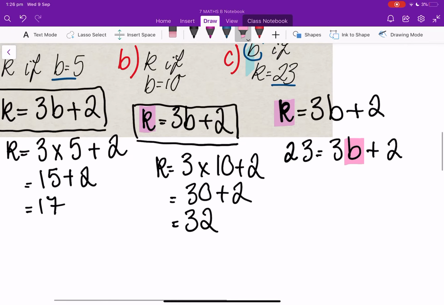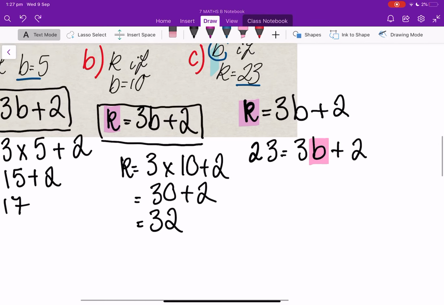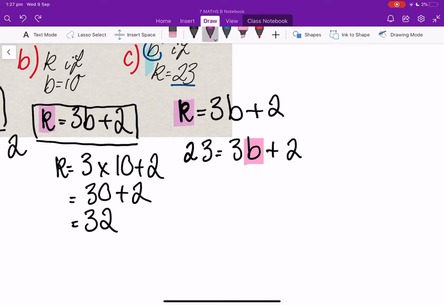So in order to do that, we need to get that b by itself. So we're going to get rid of the outside layers of this b, and I do that by doing the opposite operation. So the opposite of adding 2 is to subtract 2. And because we have to keep it in balance, we need to do it to both sides. Minus 2, minus 2. This means on the right-hand side, I can cross out my 2, and I've essentially moved it over to this side. 23 minus 2 gives you 21 equals 3b.